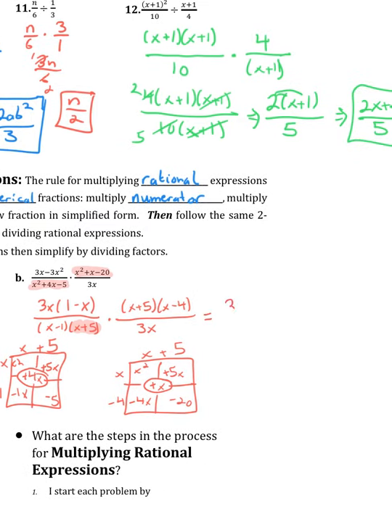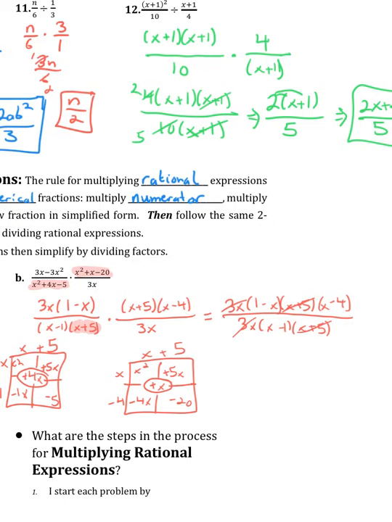Now I can rewrite it as a single expression. 3x times 1 minus x times x plus 5 times x minus 4, all over 3x times x minus 1 times x plus 5. The x plus 5s go away, and I have a 3x and a 3x that'll go away. That's kind of nice.